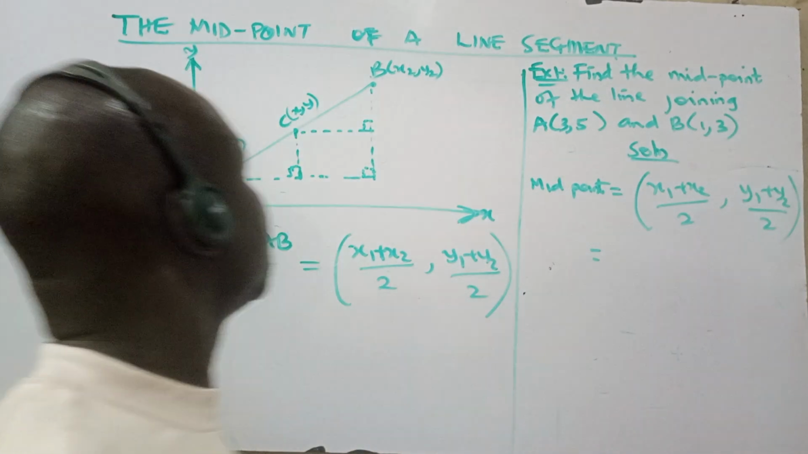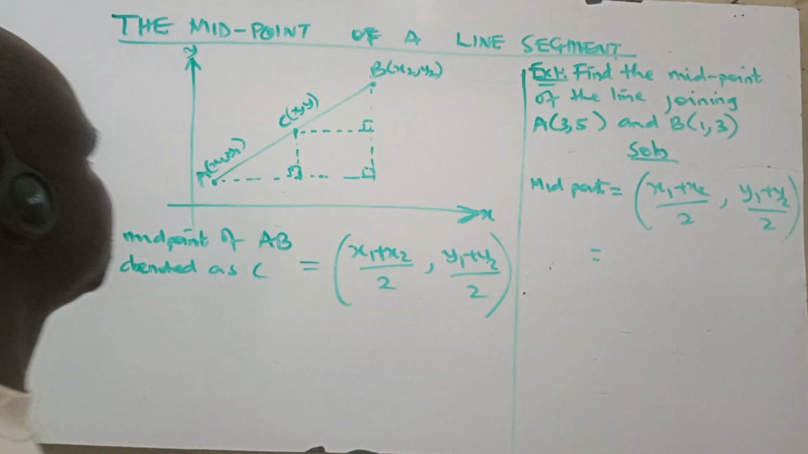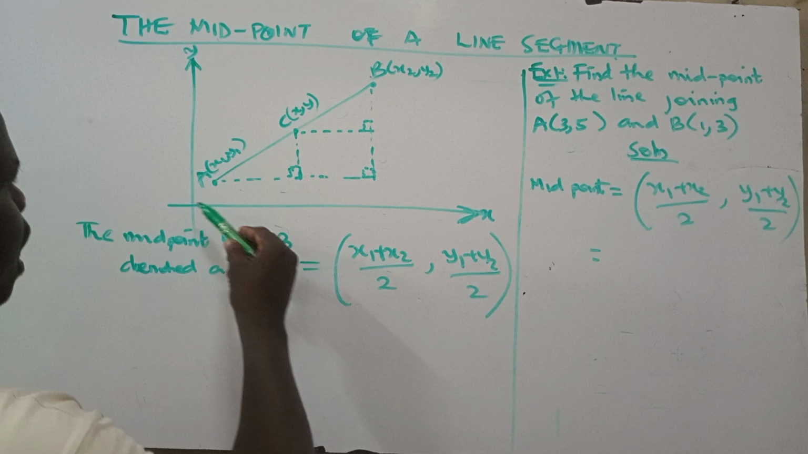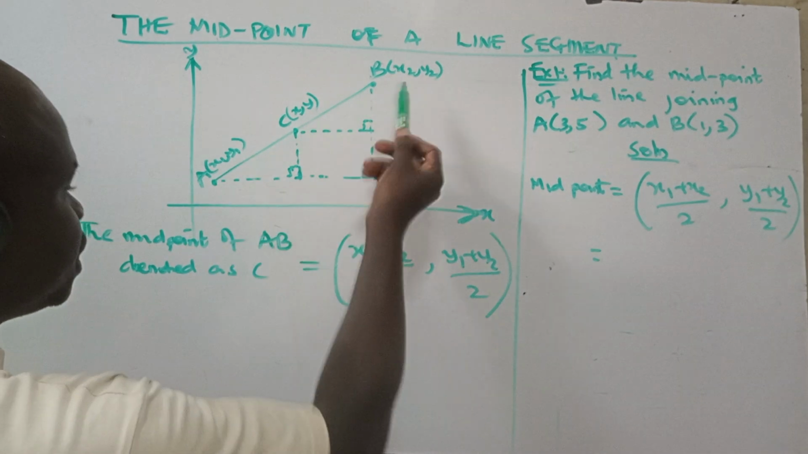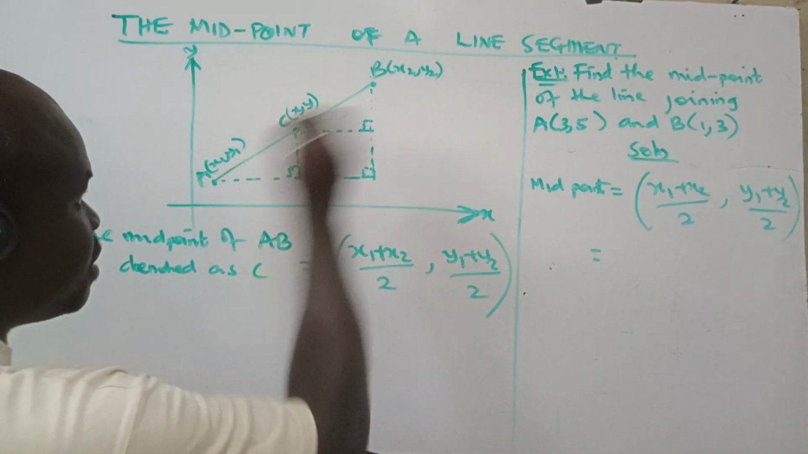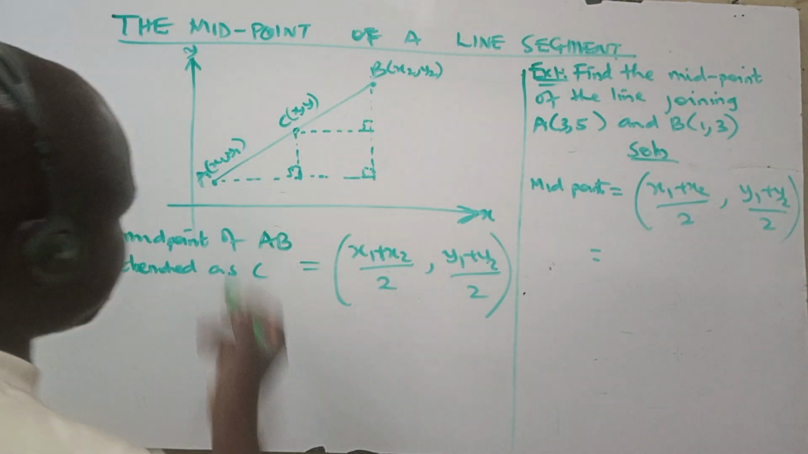Today we want to look at the midpoint of a line segment. So if you have a line AB, of course we know the distance between the two points A and B. So point C is the midpoint of A and B. So how do we get point C?